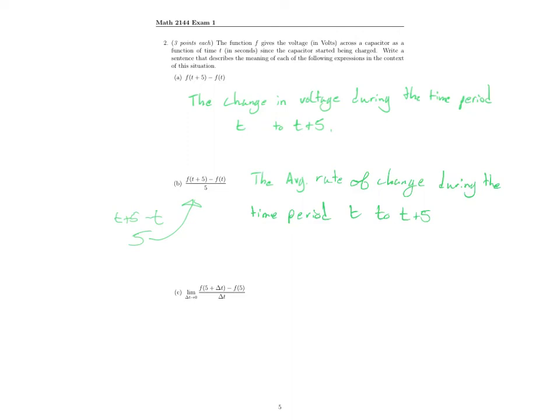And then for this last one, we're taking the limit as delta t approaches 0 of f of 5 plus delta t minus f of 5 over delta t. So same thing, this is a rate of change that we're taking the limit of. And the thing to note is that this is talking about an instantaneous rate of change, because the difference between f of 5 plus delta t and f of 5 is going to be very small, because delta t is going to 0.